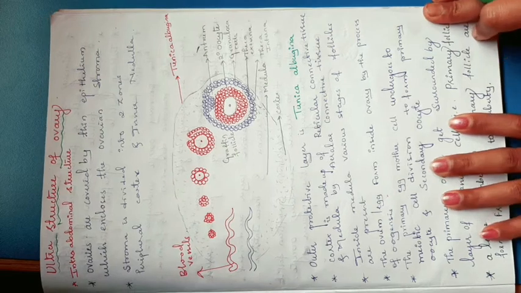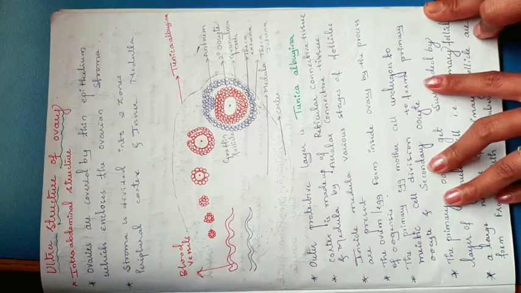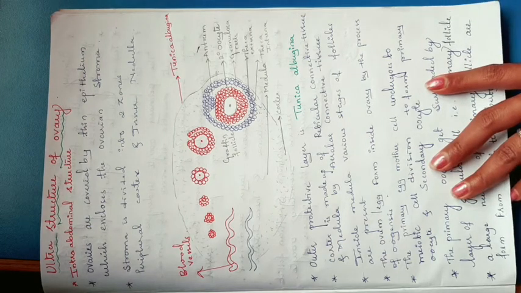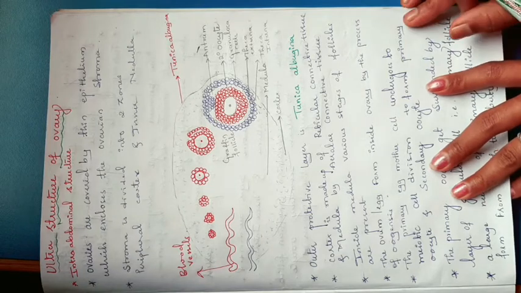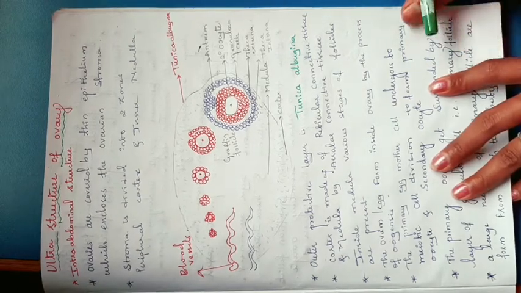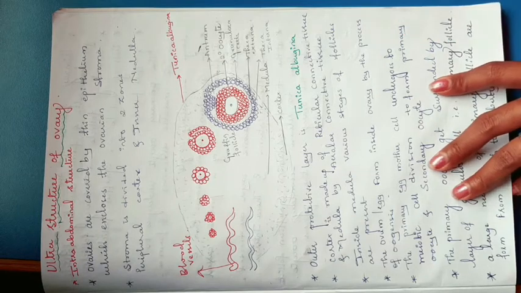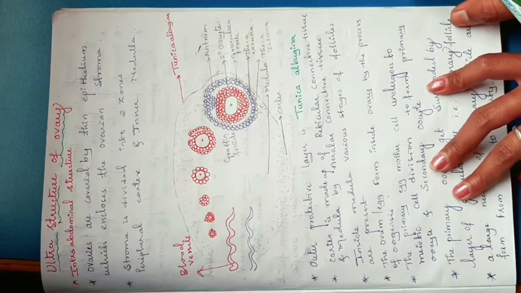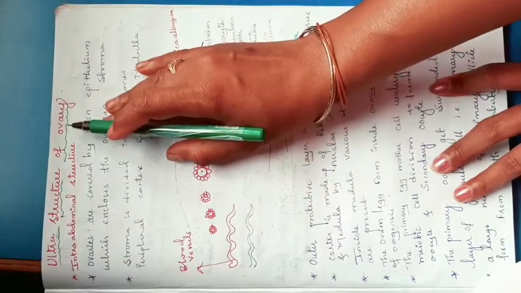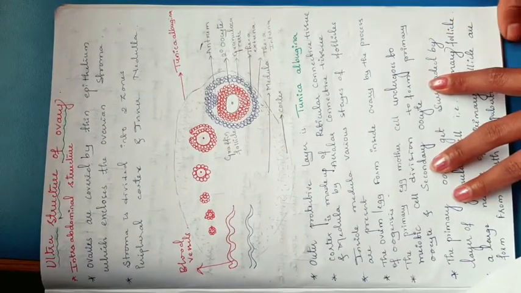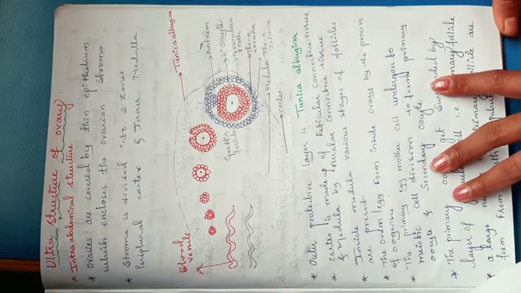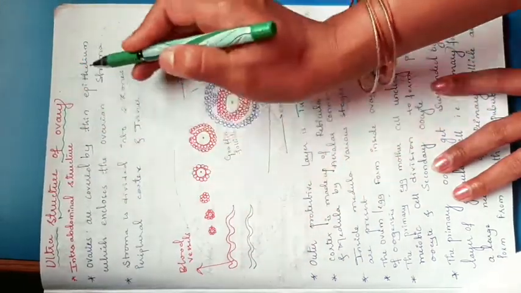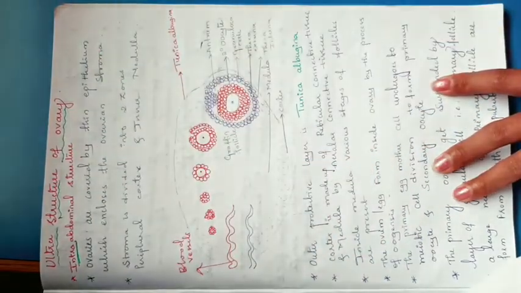Ultrastructure of the ovary. Ovaries are small, almond-shaped structures, 2 to 4 centimeters in length. These are the primary sex organs. In females, they produce the female gamete and also female steroid hormones. The ovaries are always present in the abdominal cavity and are attached by ligaments. That's why they are called intra-abdominal structures. Remember this: intra means inside the abdominal cavity.